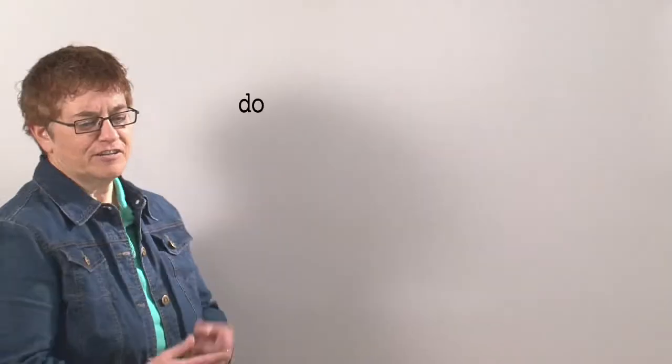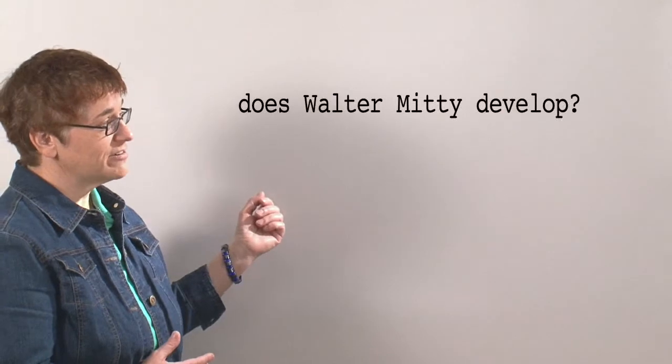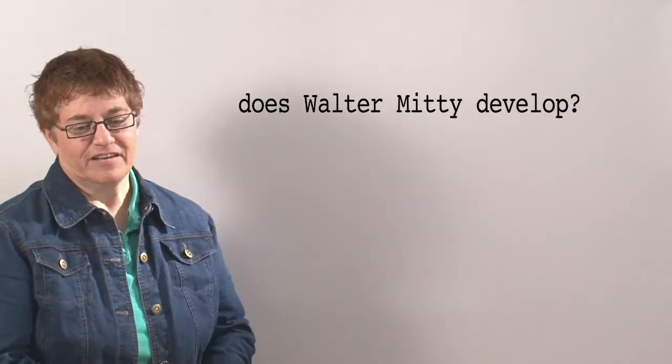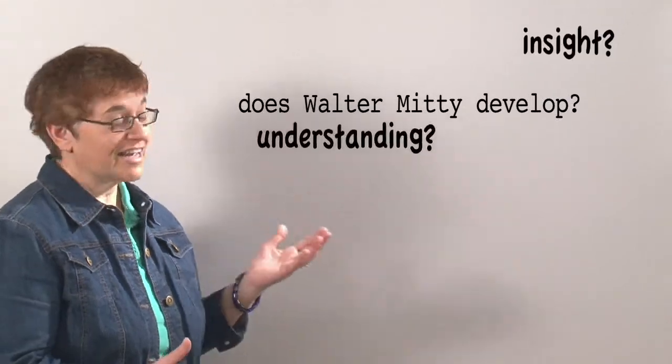Once you've looked at some simple ideas, you want to get a bit more complex because as you do writing, you want to develop complex ideas. It's not enough to simply look at what happened and who did what. So complex questions would be things that don't have simple answers. Things like, does Walter Mitty develop as a character, or does he stay relatively the same? Has he gained some understanding or insight over the course of the story?